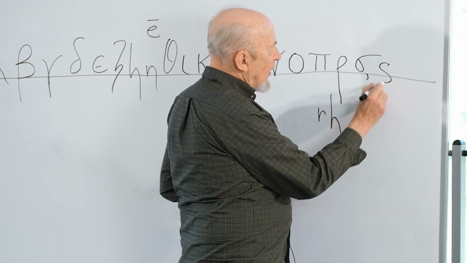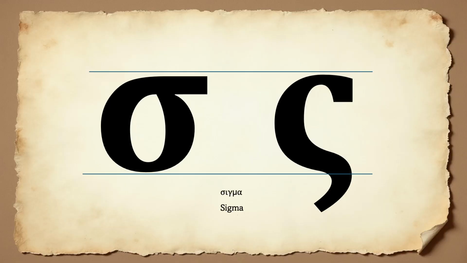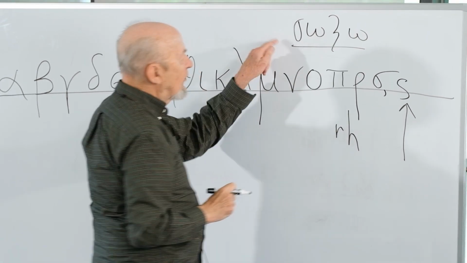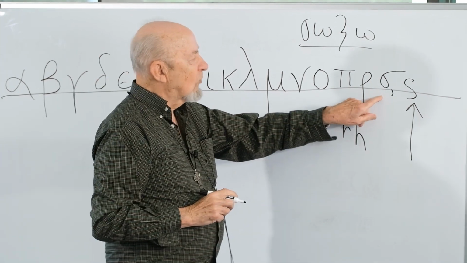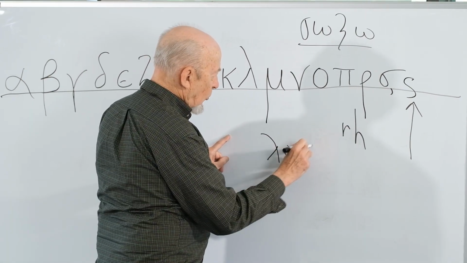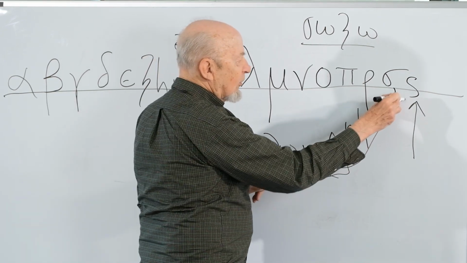There are two forms of the sigma. This and this one. This comes at the end of a word. So this is the word save, which has this sigma at the beginning of a word. This is the word for word, logos, and it has what's called the final sigma.